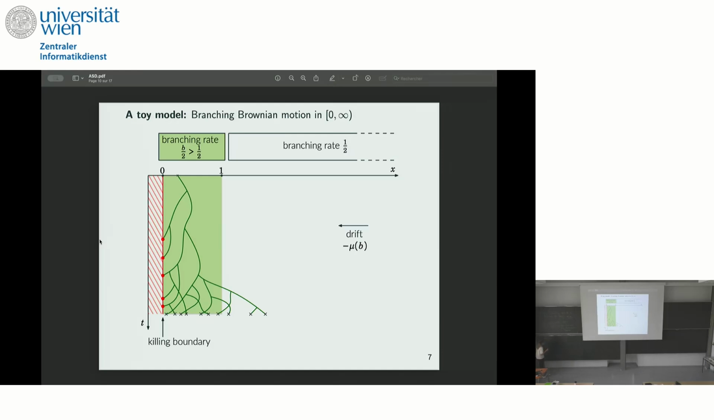So I will assume that they branch at an inhomogeneous branching rate that depends on the position of the particle, and I will call it R of x. In this case, it will be really simple. It will just be a step function that takes the value 1 between 1 and plus infinity, and b divided by 2 for some small b larger than 1 between 0 and 1.